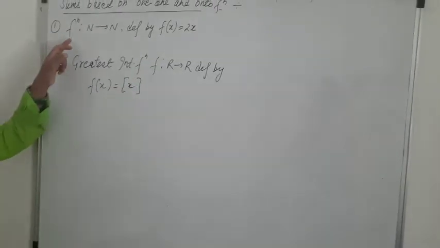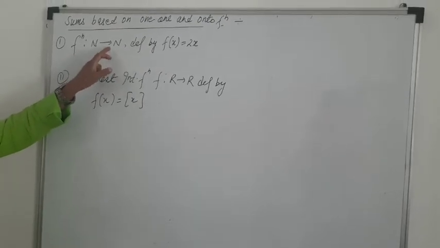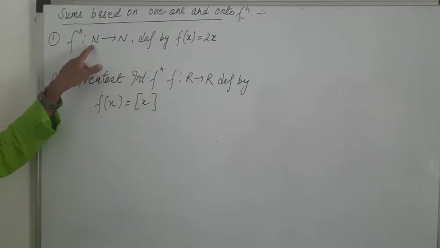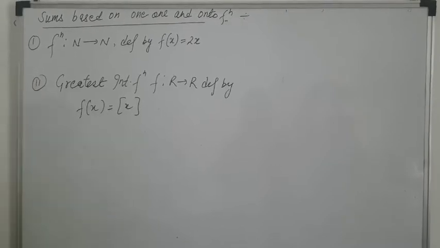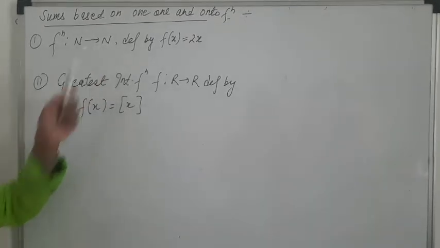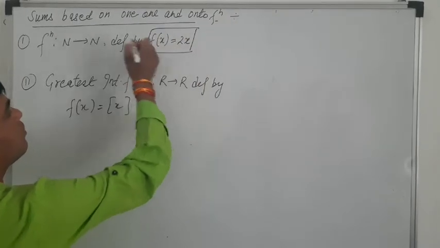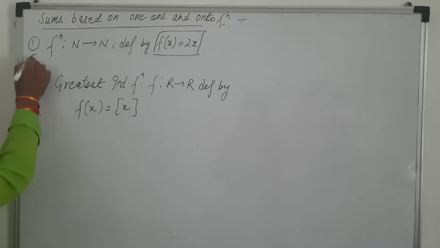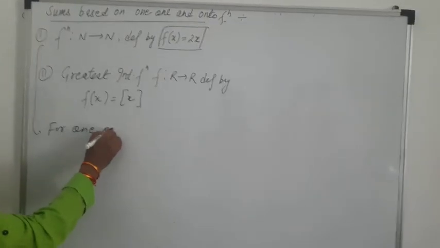Let the function f: N to N, which means a function from N to N. It means the domain of this function is the set of natural numbers and the codomain of this function is also the set of natural numbers, defined by f(x) = 2x. So first of all, we have to check for one-one.